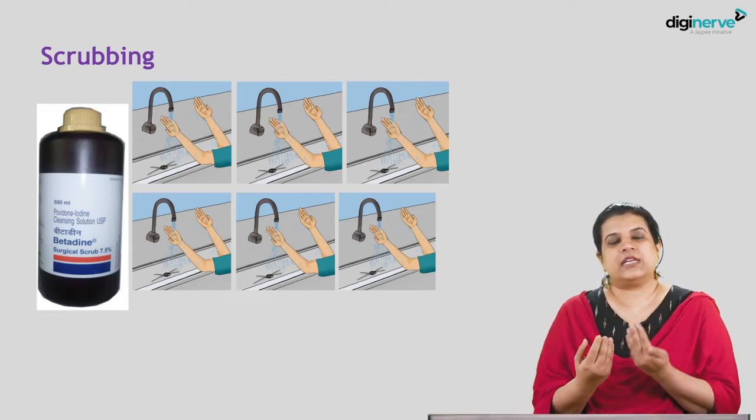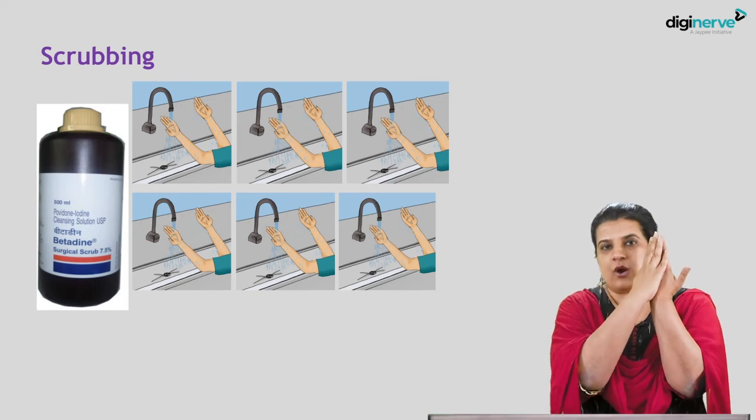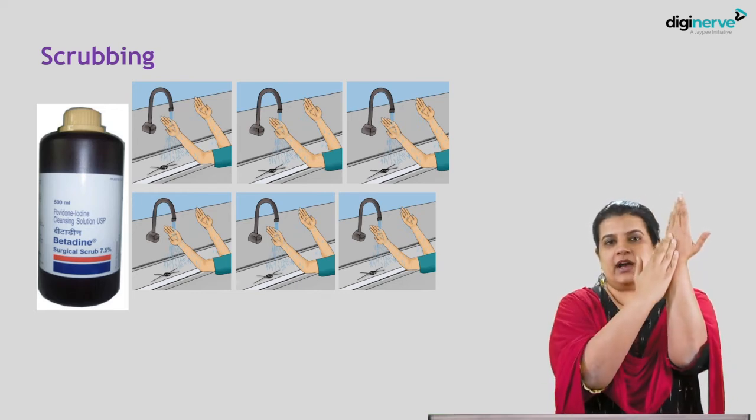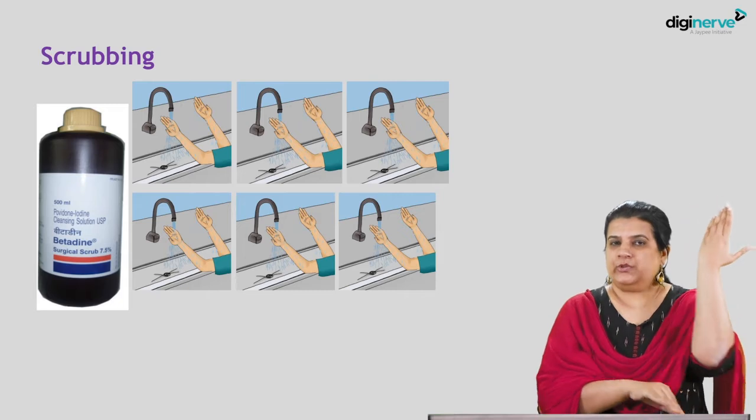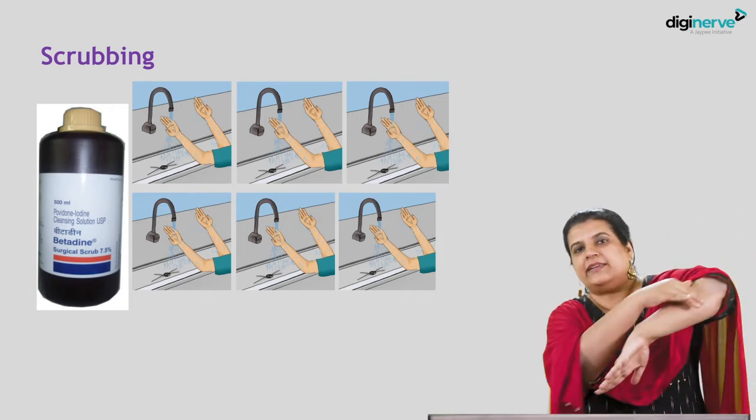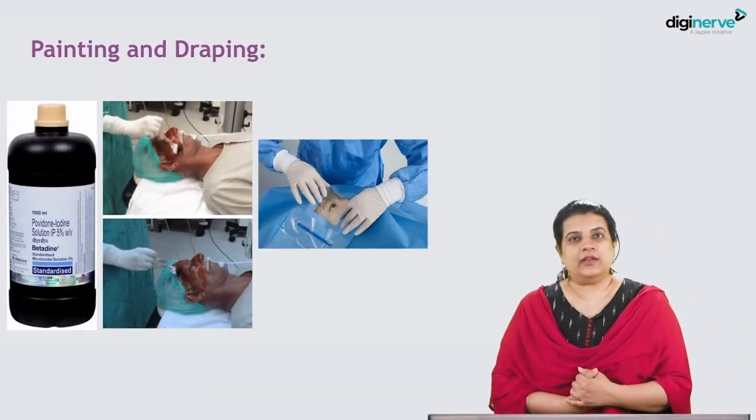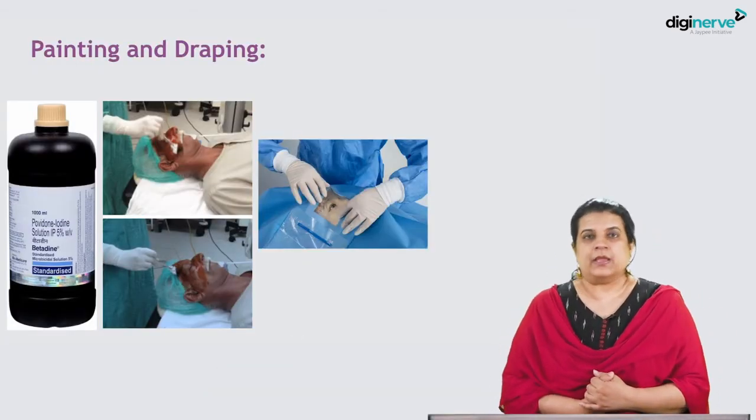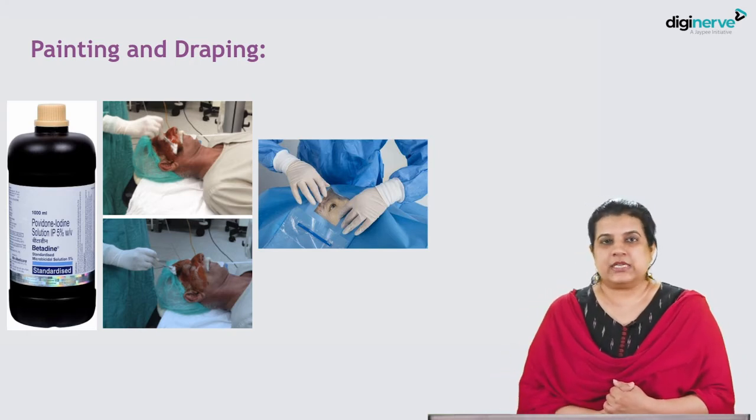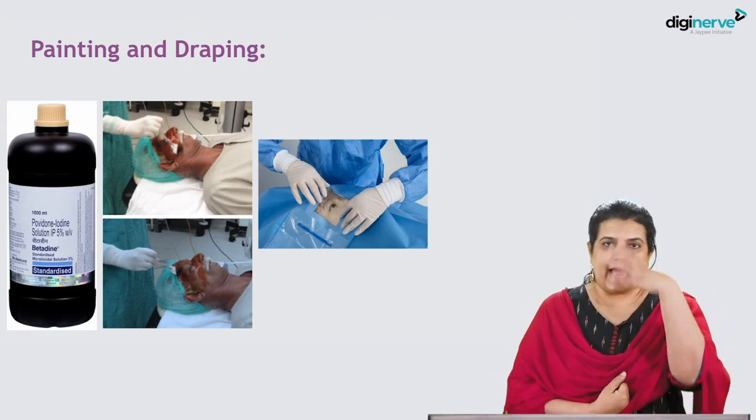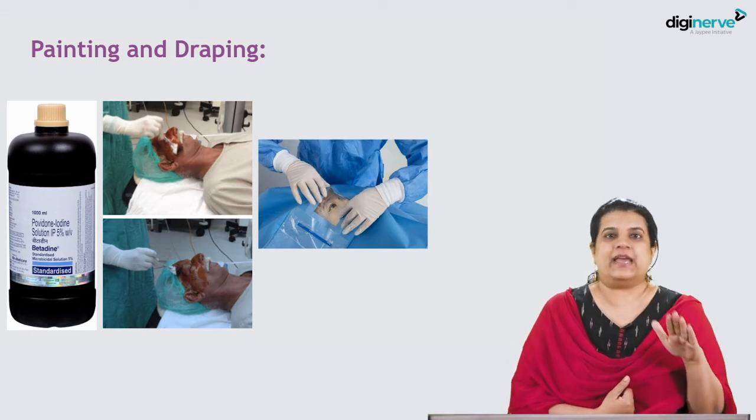Whenever you are scrubbing, we scrub in a fashion that the water that is cleaning our hands falls away from the hand and goes out through the elbow. You never wash your hands such that the water from the elbow comes towards the hand. The direction of water flow should be from your hand towards the elbow. A good scrubbing is important. After scrubbing, there is donning of the gown and of the gloves. Then you come to the table where the patient is lying. The patient should be lying comfortably.